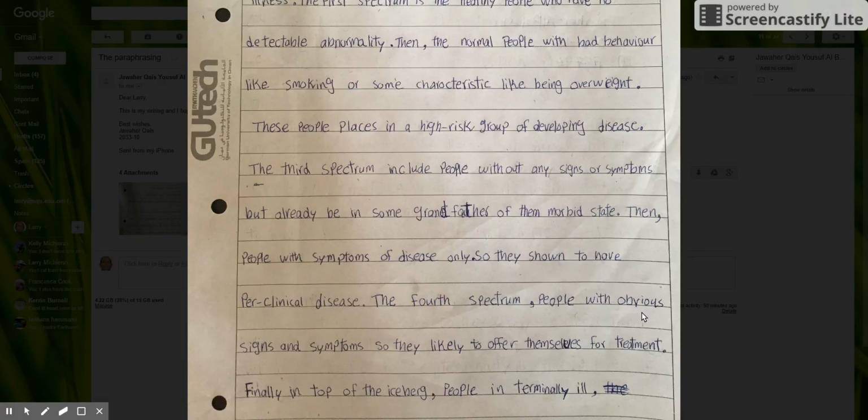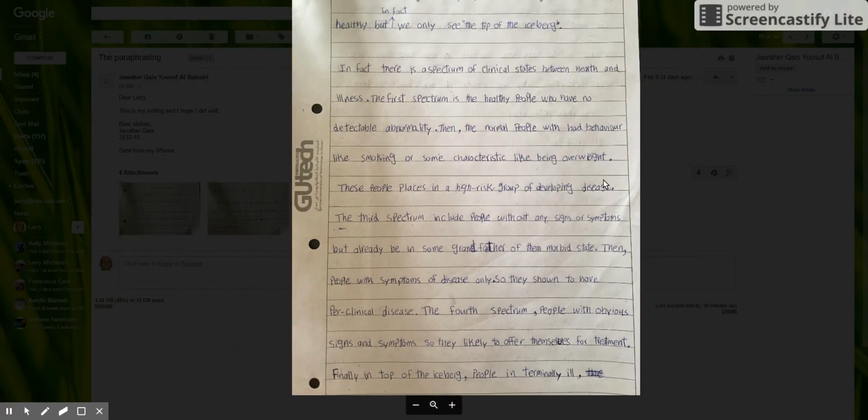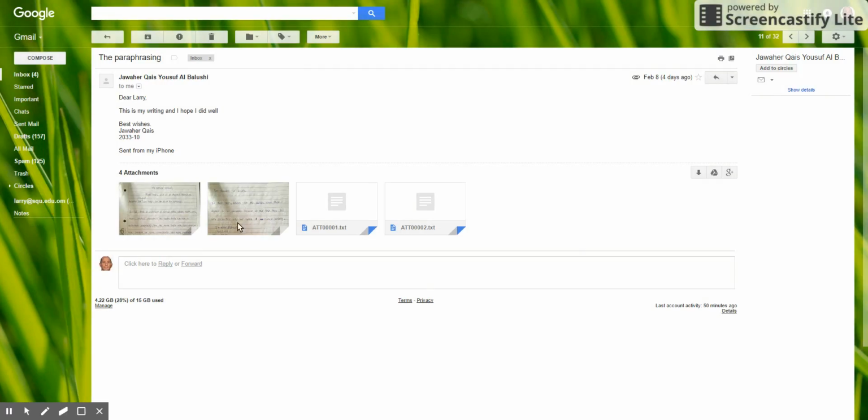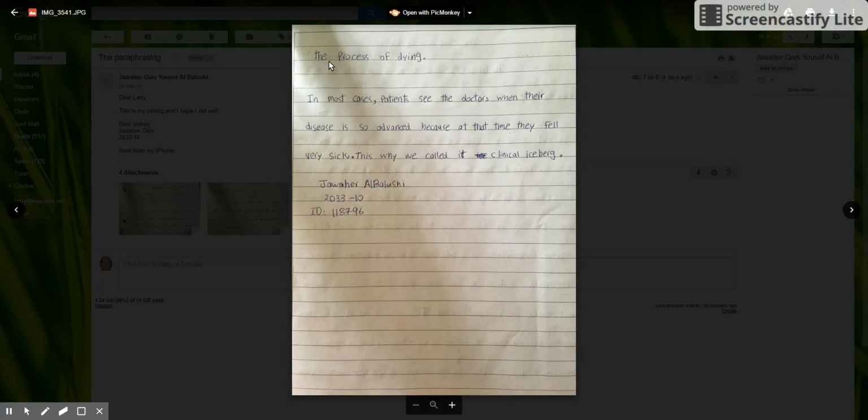The fourth spectrum people with obvious signs and symptoms, so they are likely to offer themselves for treatment. Okay, they don't offer. This is sort of an odd way to say it. They don't offer themselves for treatment. They seek treatment, maybe. Finally, in the top of the iceberg are people that are terminally ill, in the process of dying.